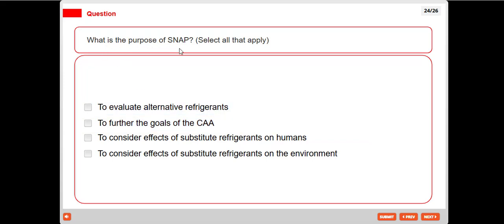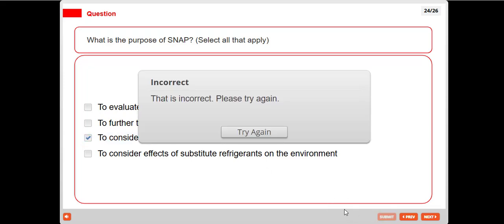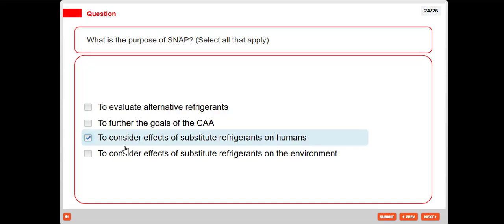What is the purpose of SNAP? Select all that apply. To evaluate alternative refrigerants, to further the goals of the CAA, to consider the effect of substance refrigerants on humans. I think this one. To evaluate, I don't remember this one. To, okay, to consider this one.